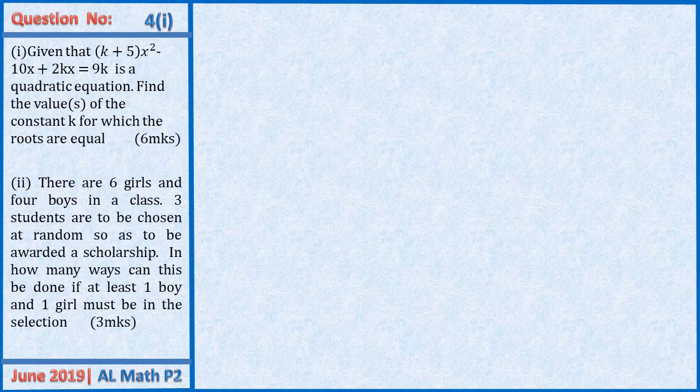Alright, question number 4, you are given the equation k plus 5 x squared minus 10x plus 2kx equals 9k, which is a quadratic equation. Find the values of the constant k for which the roots are equal. You have to note that you first of all have to arrange this equation in the general form, because if you look at it critically, you see that it's not in the general form. The discriminant is supposed to be equal to 0 if the roots are supposed to be equal.